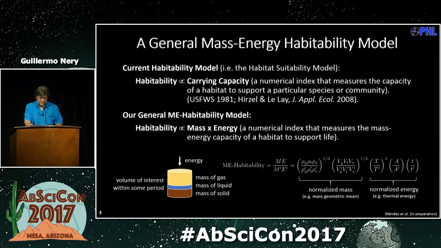So, we're presenting a general mass energy habitability model. Current habitability models, for example, the habitat suitability model, give us a habitability index that's proportional to the carrying capacity of an environment. And so we get a numerical index that measures the capacity of a habitat to support a particular species or community. Our general mass energy habitability model gives us a habitability index that's proportional to the mass times energy that's available in a given environment. So we get a numerical index that measures the mass energy capacity of a habitat to support life.